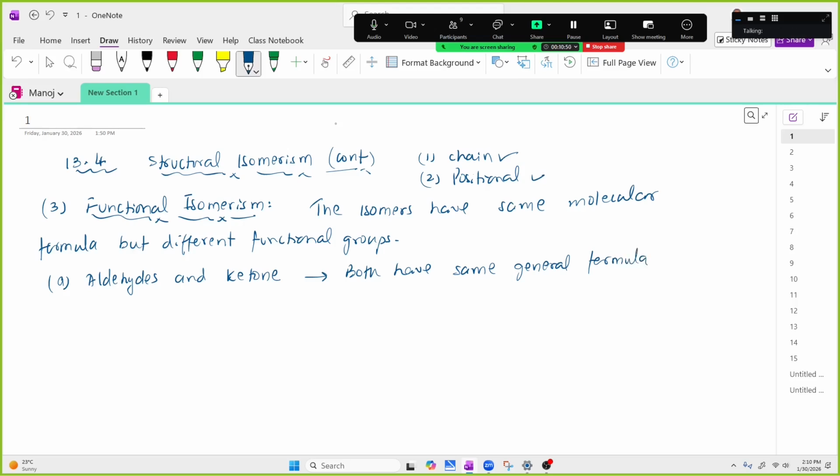Anyone remembers? You could write it in the Zoom chat. That's correct. So the general formula you said was CnH2nO. So that was a general formula, correct?